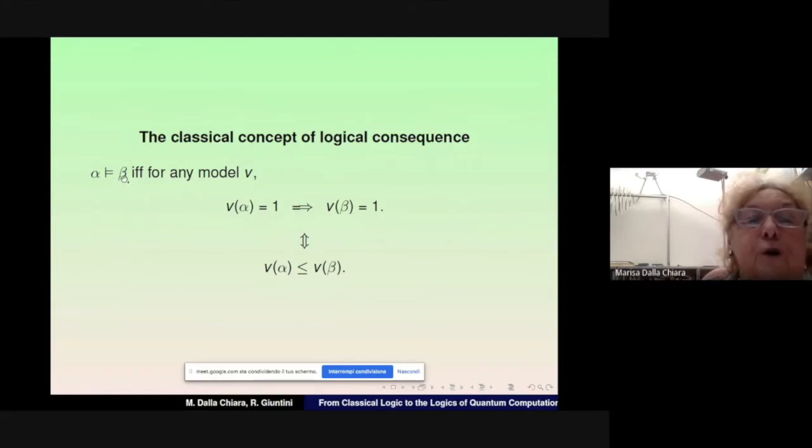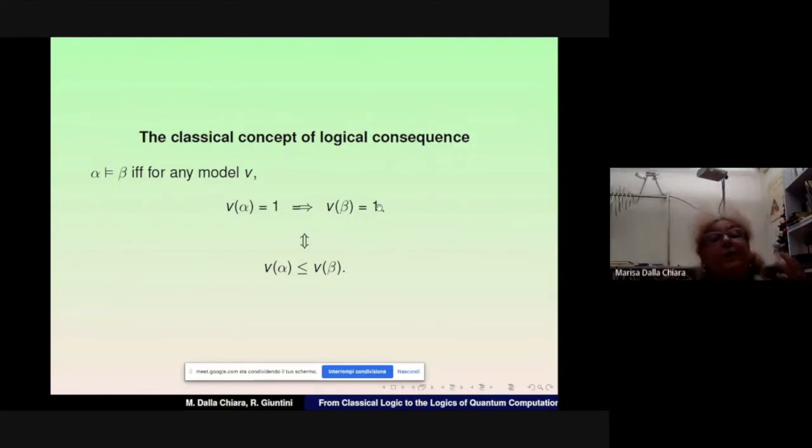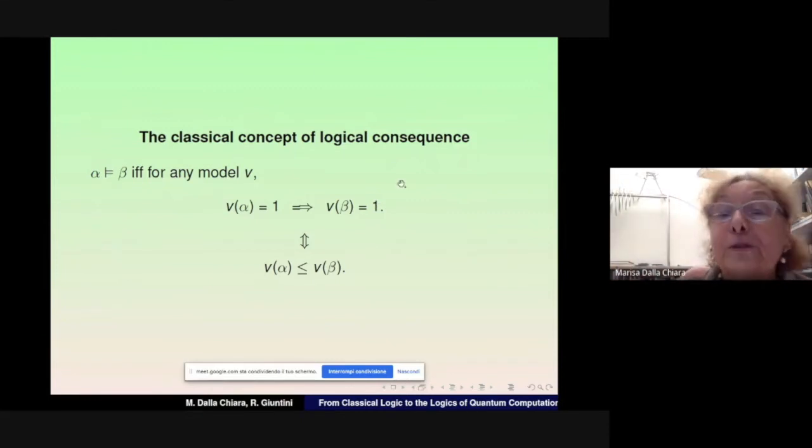By definition, a formula beta is a logical consequence of a formula alpha, indicated usually in this way, if and only if, for any model, any interpretation of the language, if the considered interpretation assigns to alpha the truth value 1, then the interpretation assigns to beta the truth value 1. So whenever alpha is true, also beta shall be true. This is a very ancient concept of logical consequence that goes back to Greek logic.